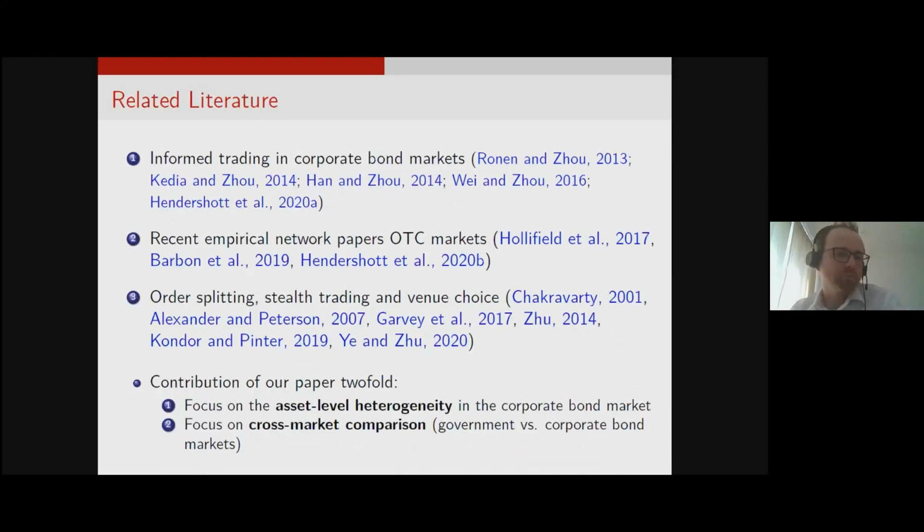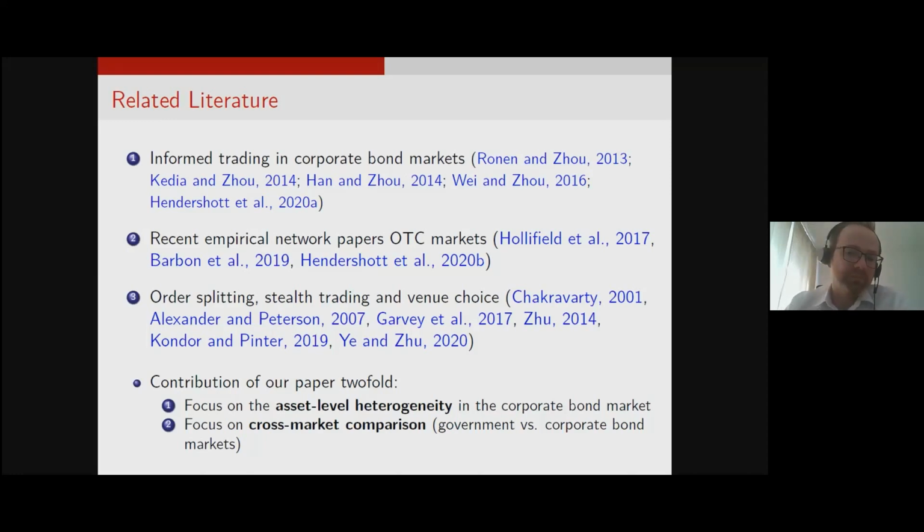In terms of the literature, we are related to basically 3 literatures. The first one is the vast number of papers on informed trading, especially in corporate bond markets. There have been lots of recent studies. The second set of papers is the network literature on OTC markets, which typically focuses on the cross-sectional variation of the centrality of dealers and clients. We are really exploiting the time series and the within-client variation in connections in our paper. And the third set of literature focuses on order splitting, stealth trading and venue choice.